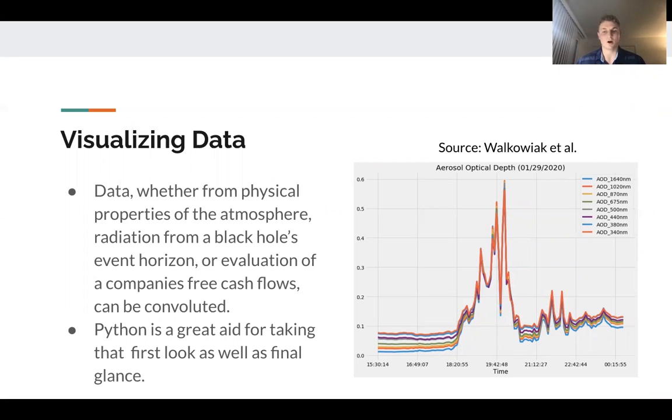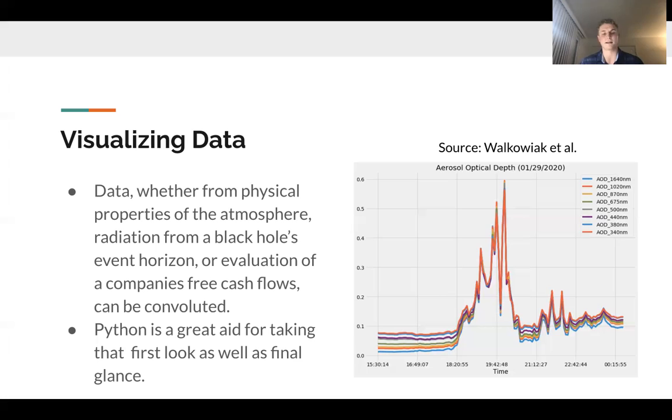If you don't know exactly what's happening, how are you going to draw insights from it that can help you in whatever research avenues you're trying to take, whether it's solving your hypothesis or just answering simple questions like, okay, what is this variable even doing? So whether you're studying the physical properties of the atmosphere, radiation from a black hole's event horizon, or evaluation of a company's free cash flows, all of this can be convoluted. So these simple visualizations can be really helpful.